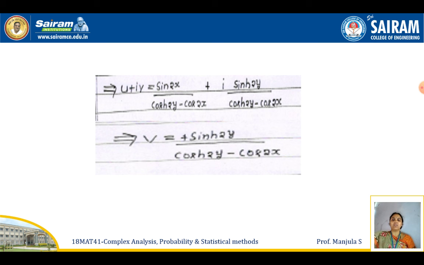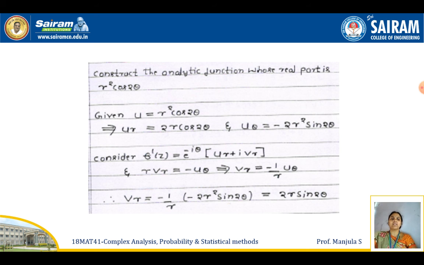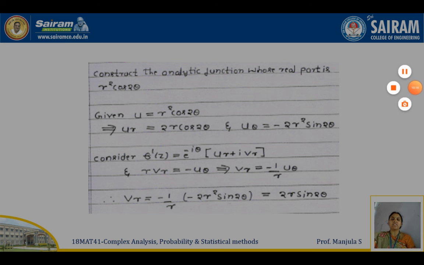Compare the real part and the imaginary part. So u is equal to sin 2x divided by cos hyperbolic of 2y minus cos 2x, which is already given in the question. We need the imaginary part, that is the v value. So that will become sin hyperbolic of 2y divided by cos hyperbolic of 2y minus cos 2x. This is our required solution. Now we'll see the next problem.